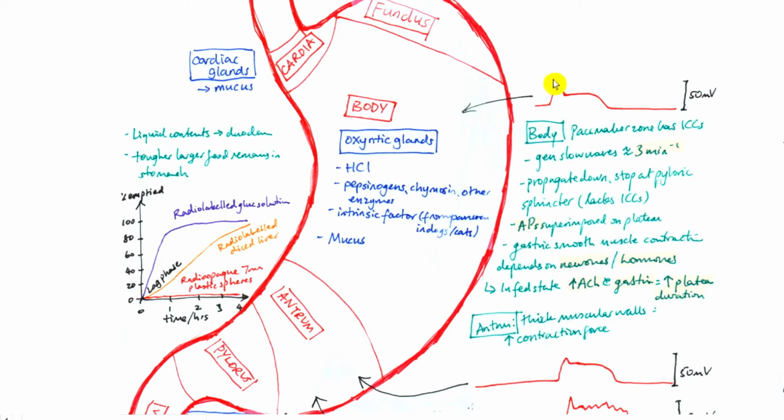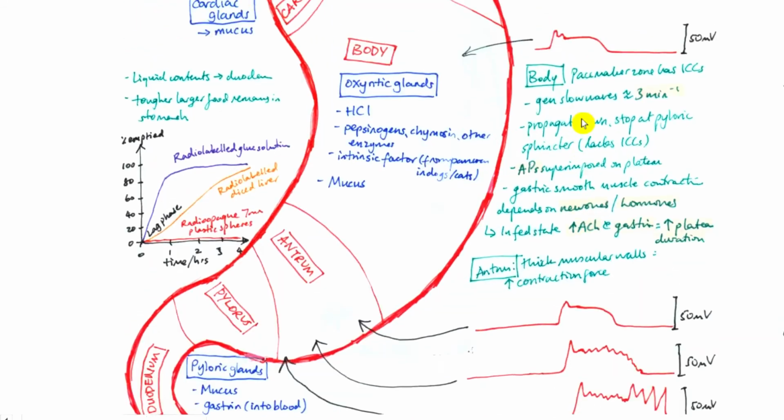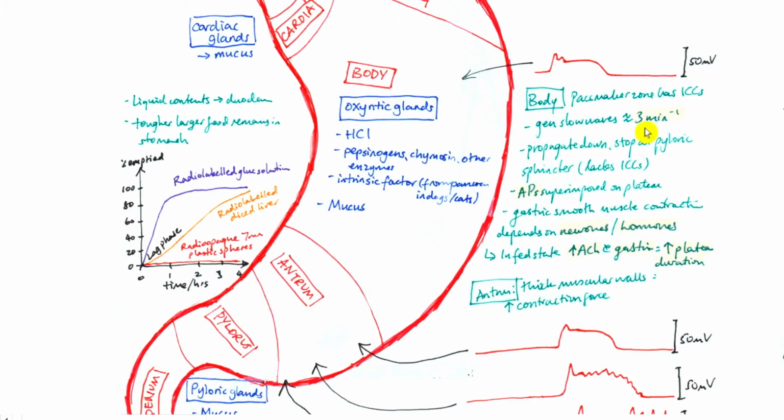So the body's electrical activity looks something like this. And so we're plotting time against depolarization, and it depolarizes first. So the pacemaker zone has interstitial cells of Cajal, which generate slow waves around 3 per minute. They propagate down and stop at the pyloric sphincter, so the pyloric sphincter lacks interstitial cells of Cajal, and action potentials, little action potentials, are superimposed on the plateau.